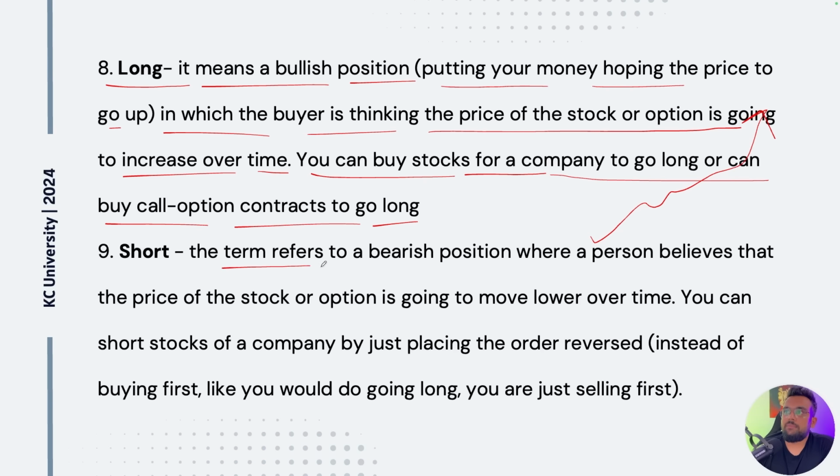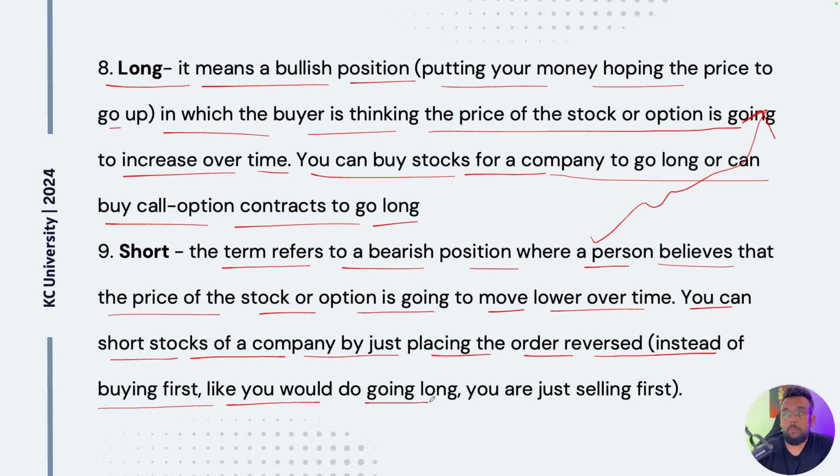What is short? The term refers to a bearish position where a seller believes the price of a stock or option is going to move lower over time. You can short stocks of a company by just placing the order in reverse. Instead of buying first like you would normally do, you just sell first. A lot of people get confused with shorting. Man, shorting is so simple. Just think about it for a minute. You know what shorting is?